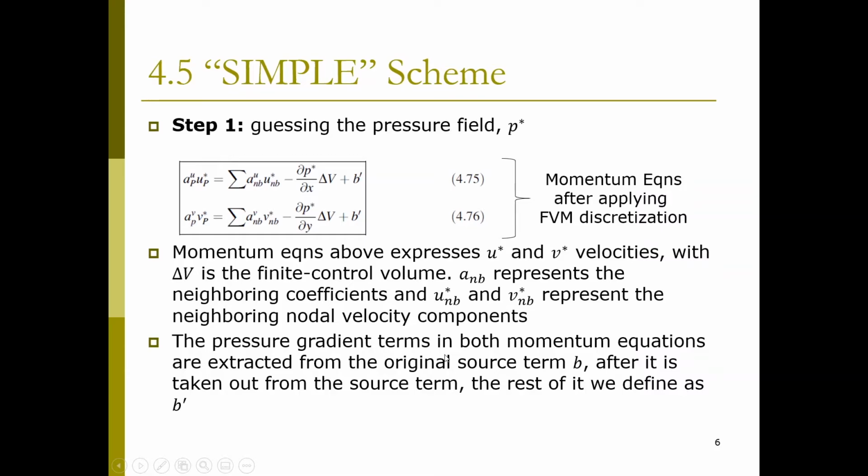So the pressure gradient terms in both momentum equations are extracted from the original source term B. If you look back at the transport equations before, you see this pressure gradient belongs to the source term. It is together within the source term. So for this case, we extract this pressure gradient out from the source term because we are interested in finding the pressure from there. And then the rest of the source term, we represent in terms of B prime.